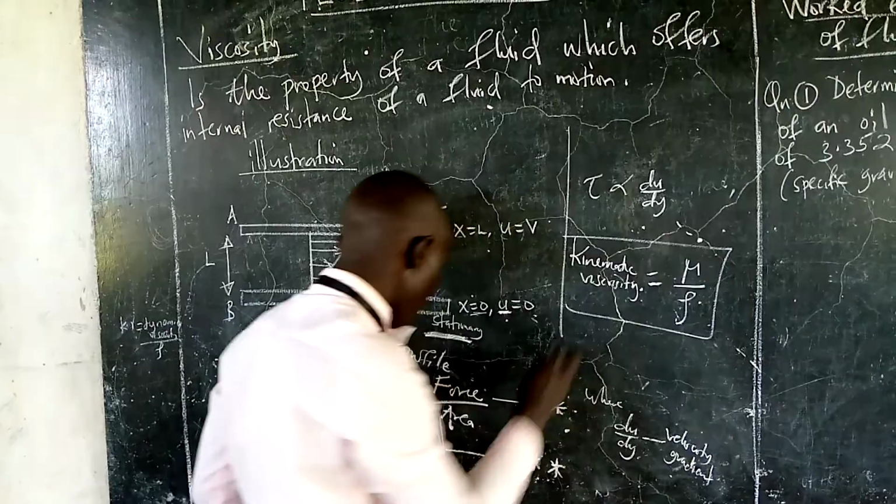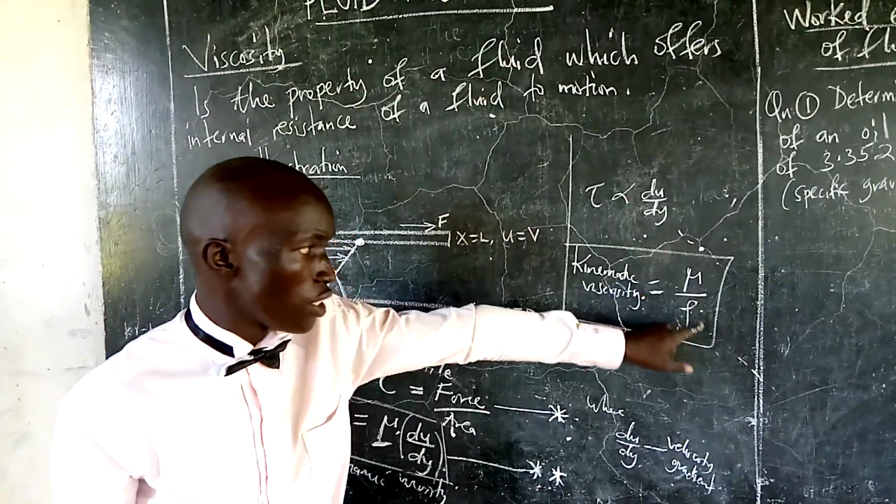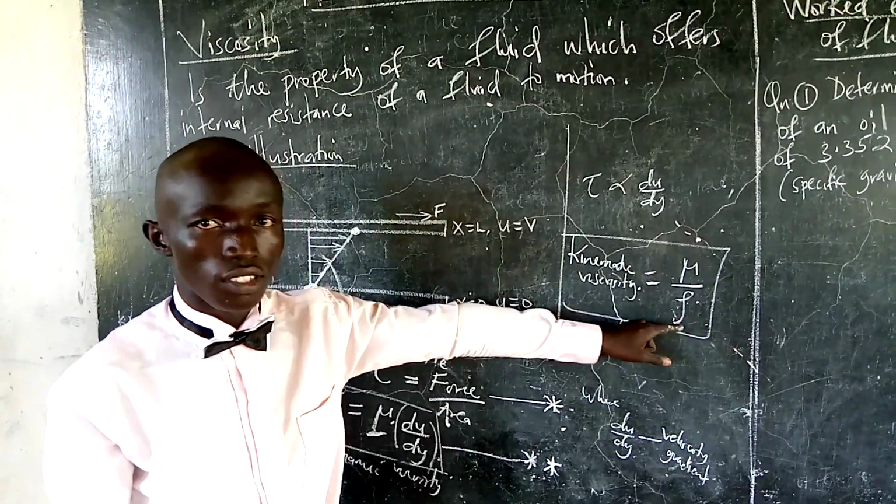And mu is saying what? Mu is dynamic viscosity. This means dynamic viscosity. This density is just a density, it can be the density of water or the substance which is used.